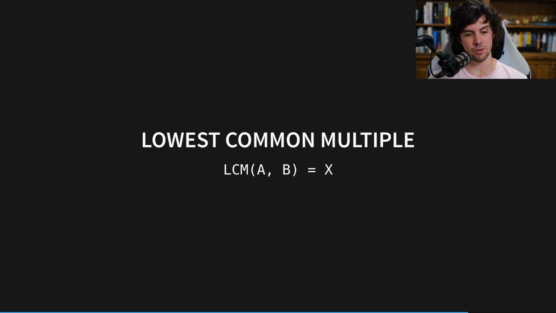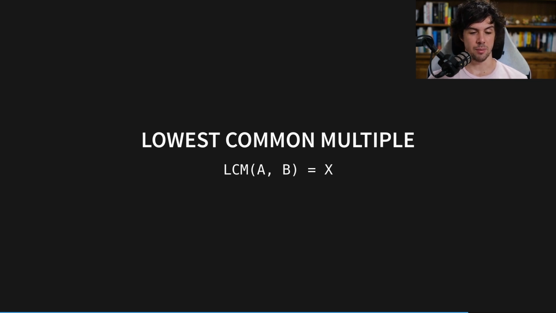Instead, we make use of a mathematical function called the lowest common multiple. This is a number that gets computed from 2 inputs, and the result of the lowest common multiple of a and b is some number x, where x is the lowest or smallest number of which both a and b are a factor.